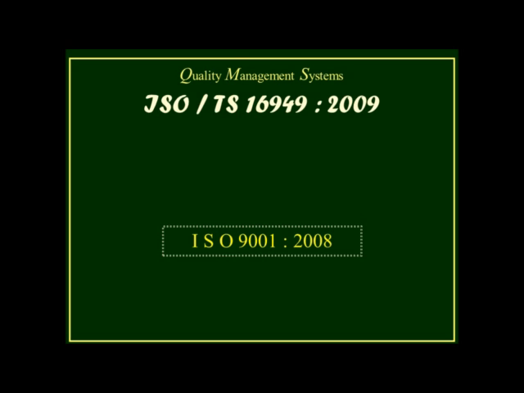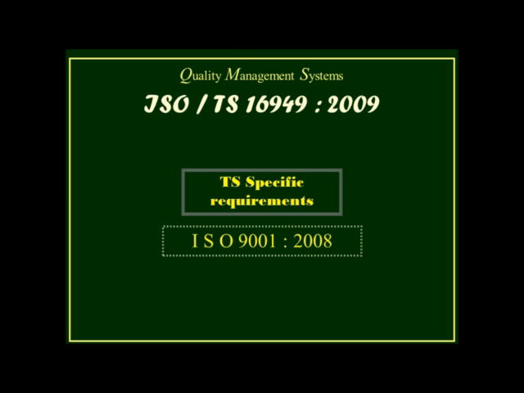ISO/TS 16949, year 2009. The base for ISO TS 16949 2009 is ISO 9001, year 2008, upon which the TS specific requirements are added. The base is ISO 9001 2008 added with TS specific requirements. The roof portion would be called customer specifics. This is the overall structure of ISO TS 16949 2009.